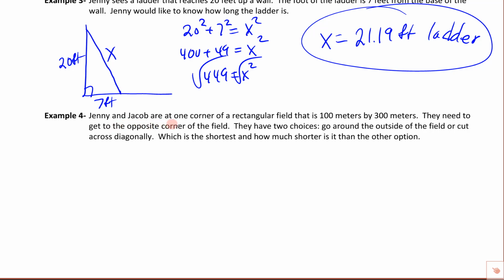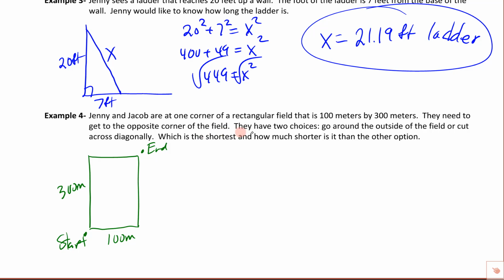All right, now Jenny and Jacob are at one corner of a rectangular field that is 100 meters by 300 meters. So we could stop right there. We could just draw a picture. Okay, so that we've got this rectangular field. It's 100 meters by 300 meters. And it says they need to get to the opposite corner of the field. So let's say that they are right here and they need to end up right here. So we'll start right here and end up there.